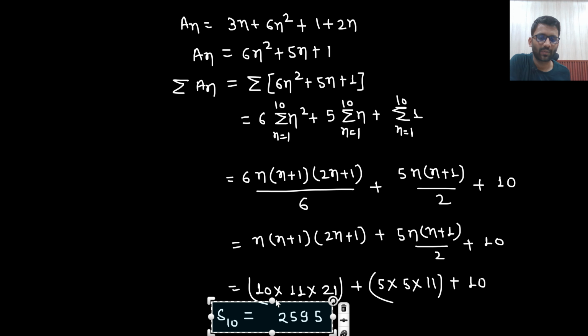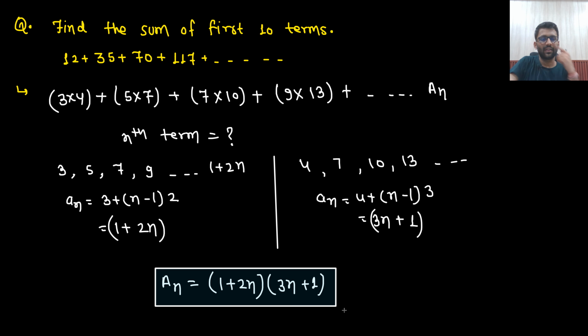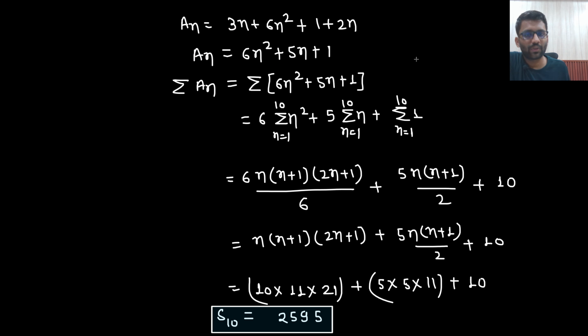So did you understand this problem? This was a good question where first you need to determine the nth term. If you have the nth term and you need to add them up, you just need to put the summation sign, and you know the formulas now. And what is the value of n here? n is 10, so n equals 10 you need to put. That's it. From here you got the answer 2595.